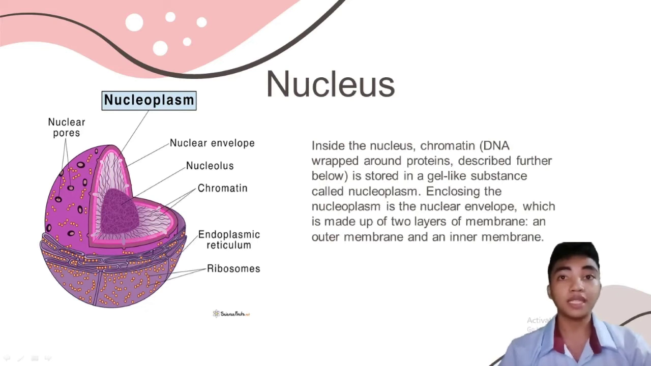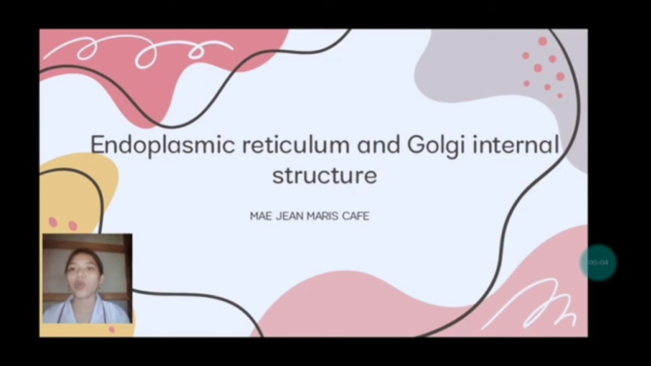The semi-fluid matrix found in the nucleus is called nucleoplasm. Within the nucleoplasm, most of the nuclear material consists of chromatin, the less condensed form of the cell's DNA, which organizes into chromosomes during mitosis, or cell division. That's all. Endoplasmic reticulum and Golgi apparatus internal structure.